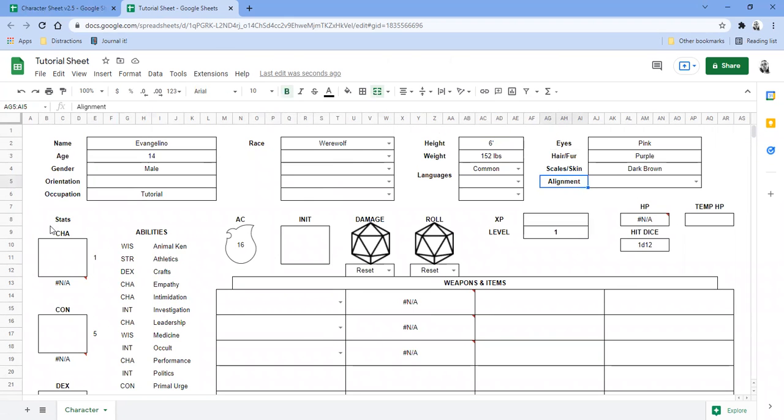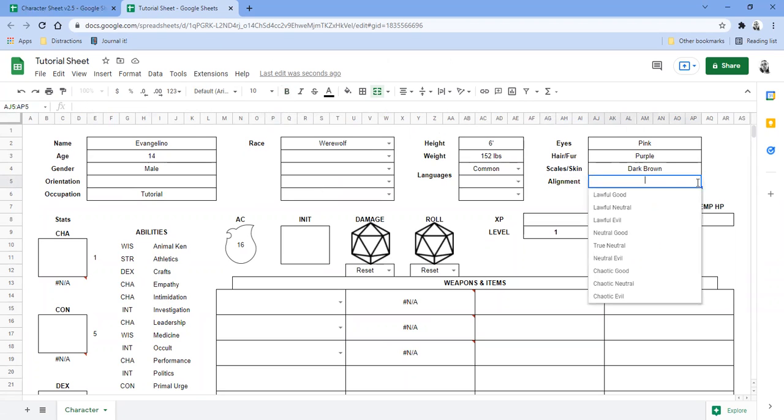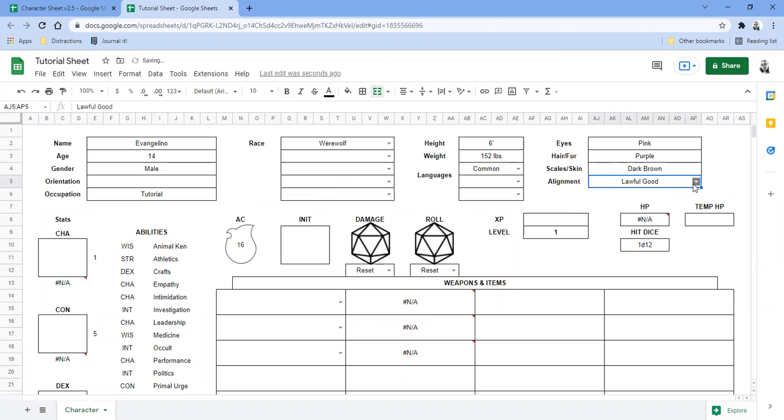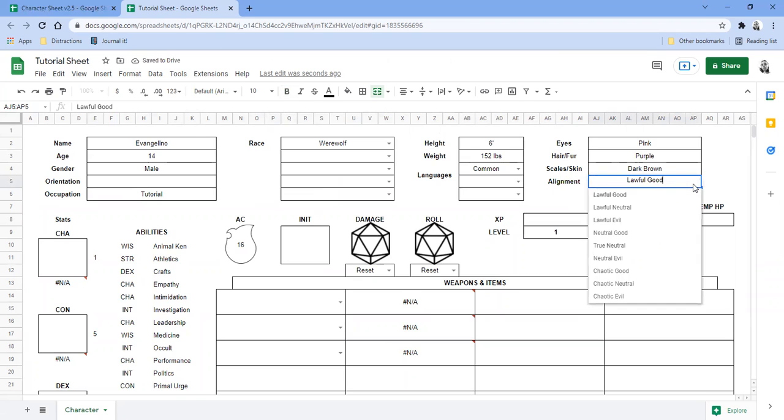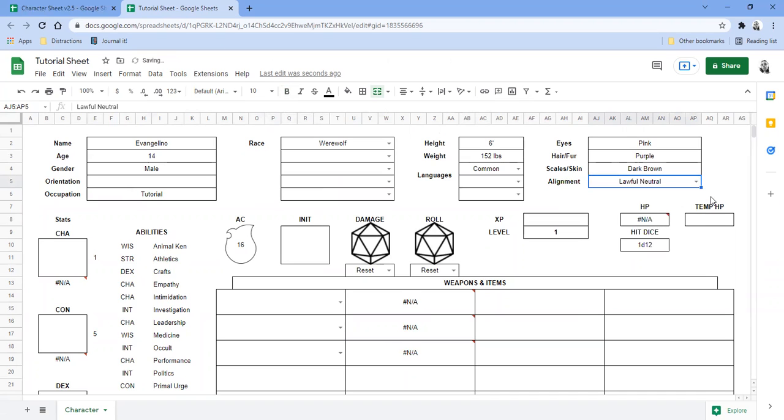The one thing I didn't go over in this top section, besides languages, is alignment. So let's go through these. Lawful good. You follow the law and you want the best for everyone. Lawful good. You follow the law, but you basically don't care what happens. Like you're all for yourself.